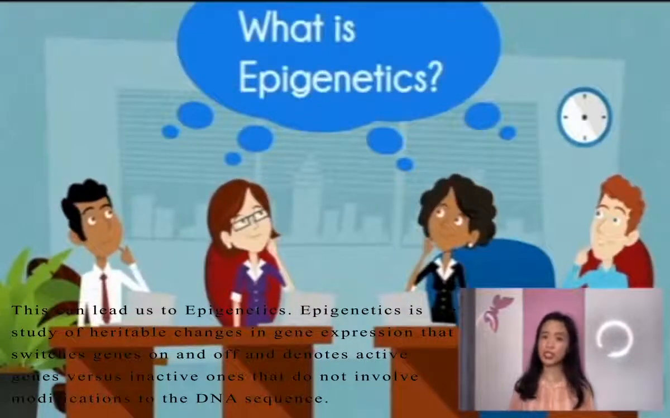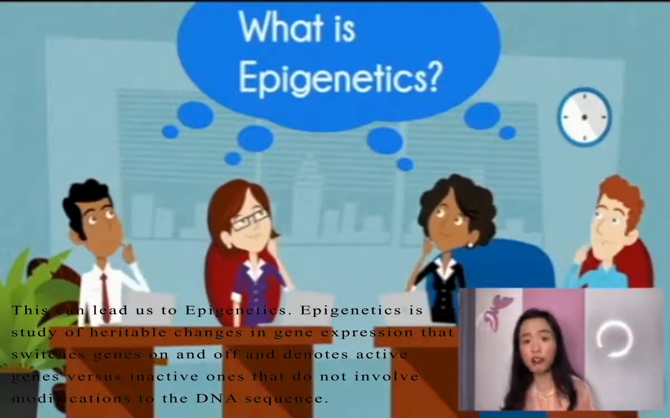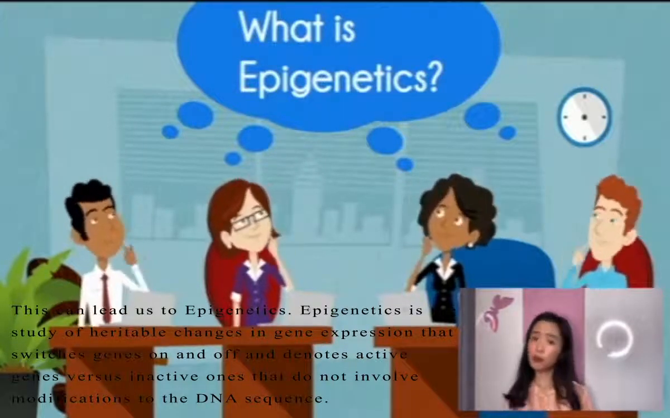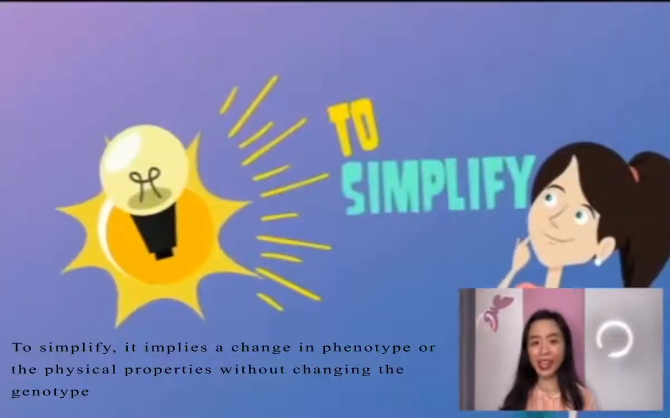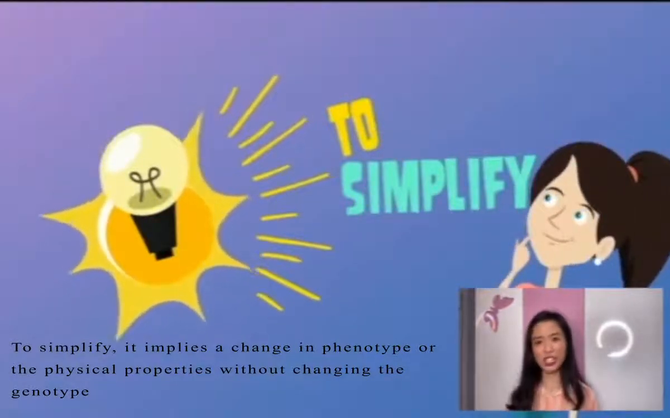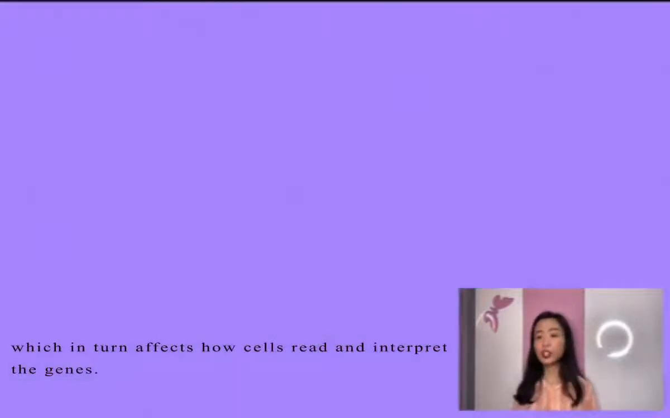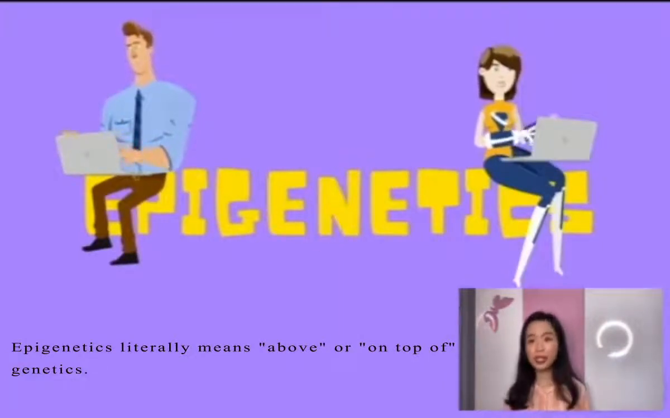So what is epigenetics? Epigenetics is the study of heritable changes in gene expression that switches genes on and off and denotes active genes versus inactive ones that do not involve modification in DNA sequence. To simplify, it implies a change in phenotype or physical attribute without changing its genotype, which in turn affects how cells read and interpret the genes. Epigenetics literally means above or on top of the genetics.